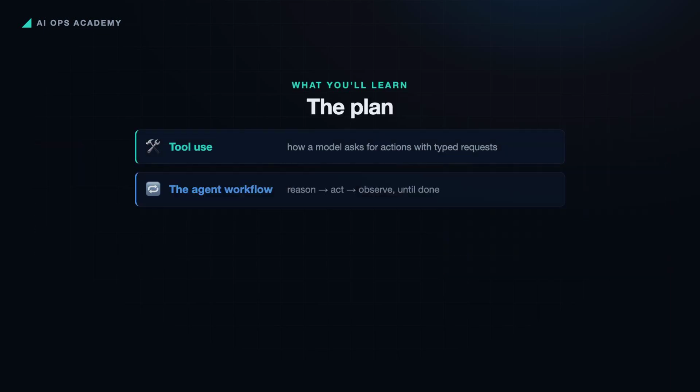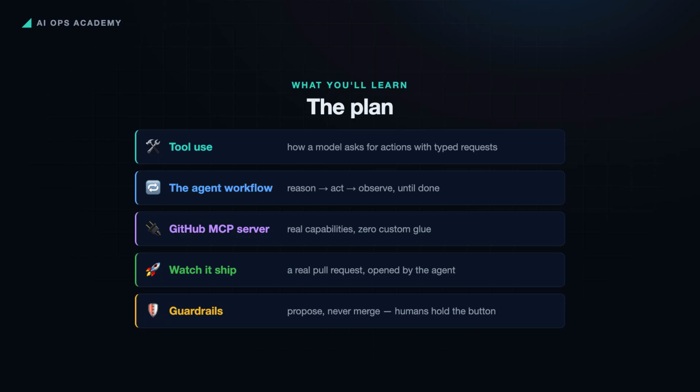Here's the plan. First, a quick look at how agents use tools. Then we connect the GitHub MCP server, the connector that gives our agent real capabilities. We upgrade the agent from one call to a tool using workflow. And then we watch it open a real pull request, with guardrails that keep it safe.